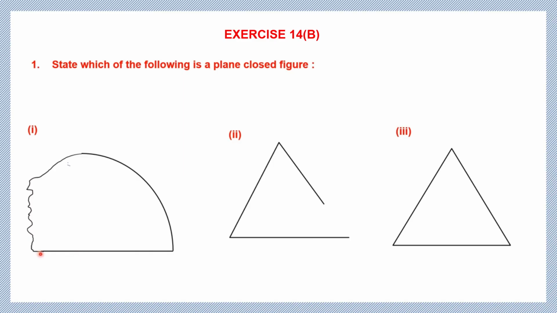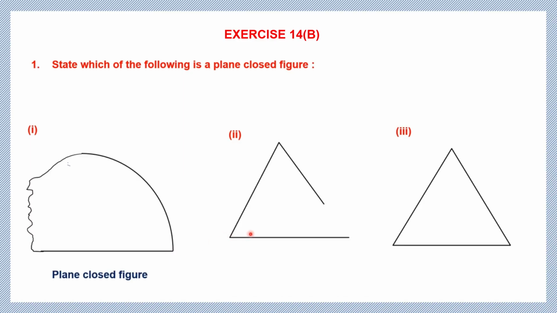So look at this figure. Here you can see a figure which is completely closed on all sides. It's bounded by curves, it's bounded by a line, and nothing is intersecting each other. It's continuous, isn't it? It's continuously going. So this is a plane closed figure. The first one is a plane closed figure.